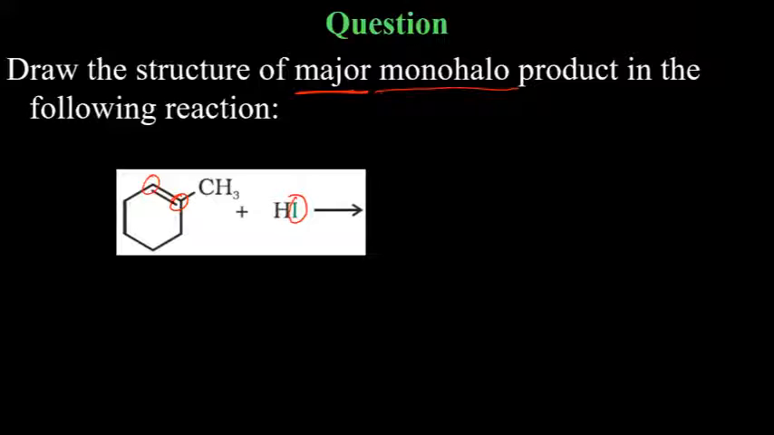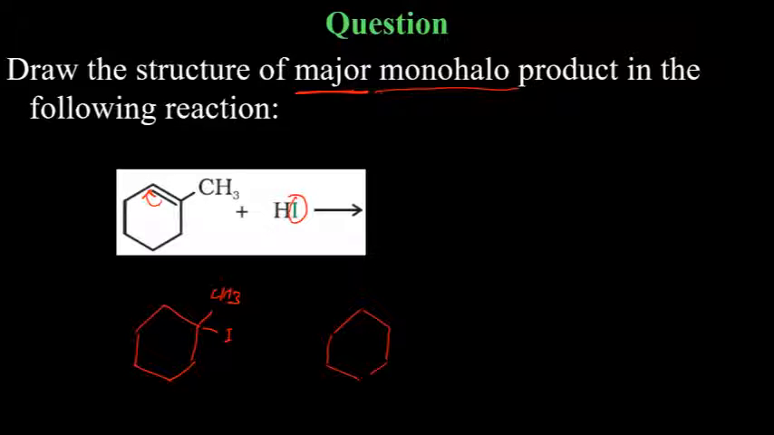So there are two possibilities when this double bond breaks. Both the electrons can go here, and then we will have CH3 and iodine attached here. Or there is another possibility on the other side: if the electrons go to the other side, then CH3 and I here. There are two possibilities.